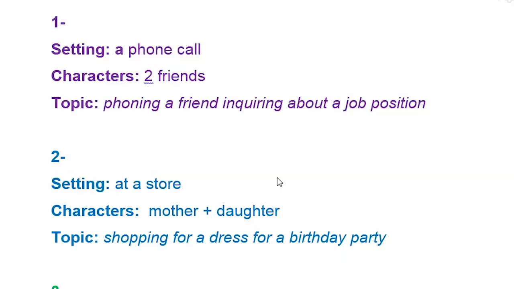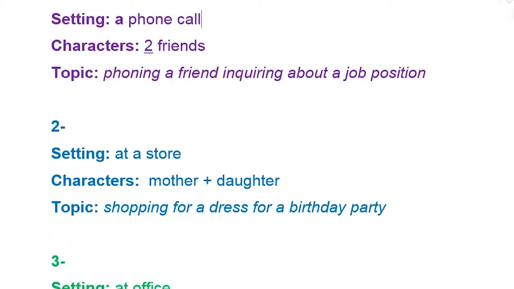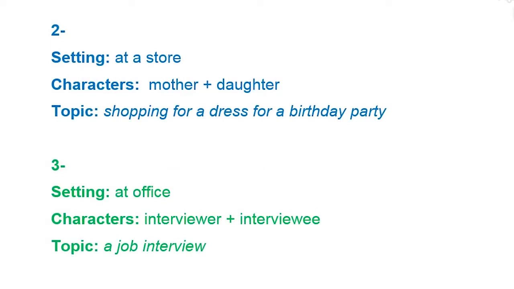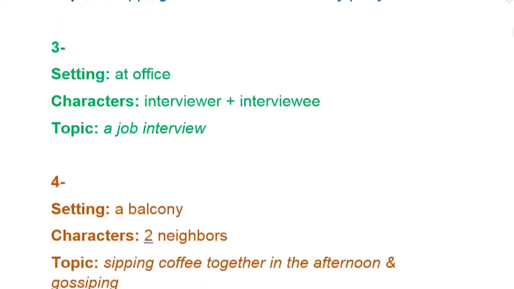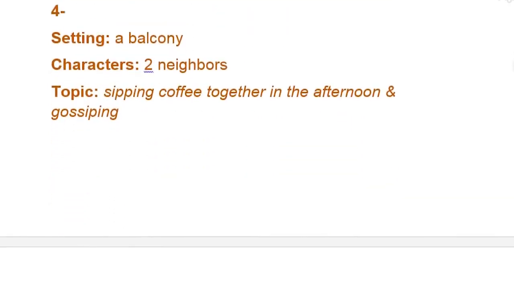The first one, the setting is a phone call between 2 friends, phoning a friend inquiring about a job position. The second one is at a store, a mother and a daughter, and they're shopping for a dress for a birthday party. This one is pretty good actually. The third one is more practical, an interviewer with an interviewee and the topic is obviously a job interview. The fourth one is my favorite, and I feel shameful to say that, but I said it anyway. It's like 2 neighbors sipping coffee together in the morning and gossiping.